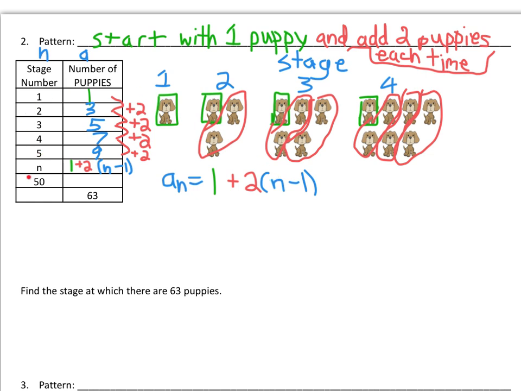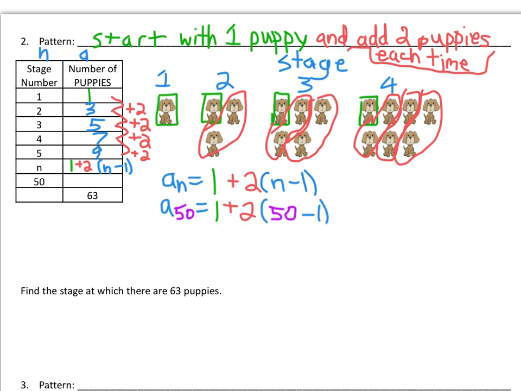We can use that general equation now to solve for 50, right? I don't have to keep making this table. I want to be able to jump to any number. That's why we make this general equation. So take a moment, plug in 50 in place of n, and see what you get. Otherwise, that's going to look like this.